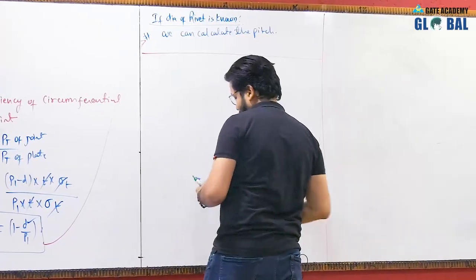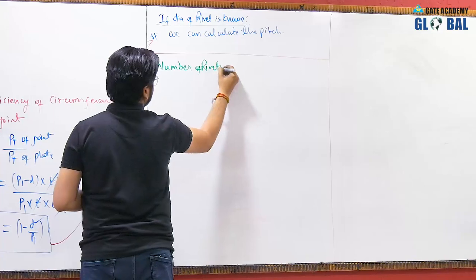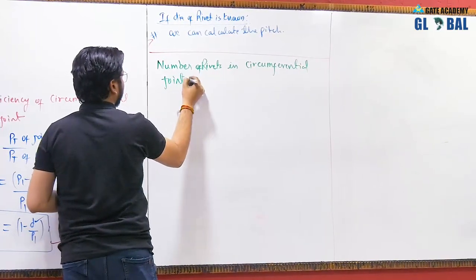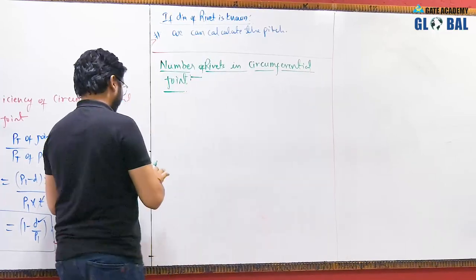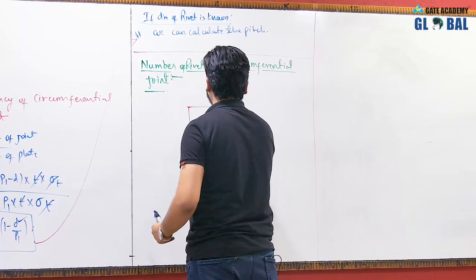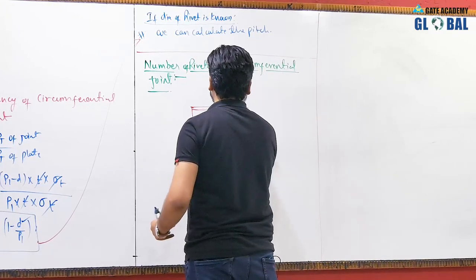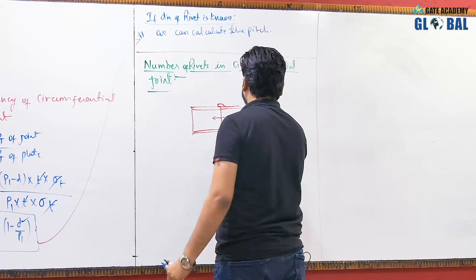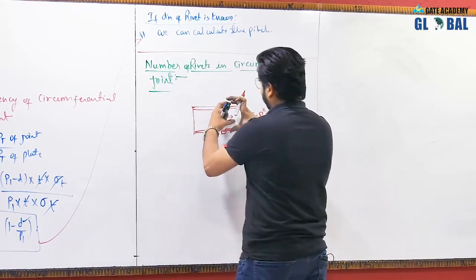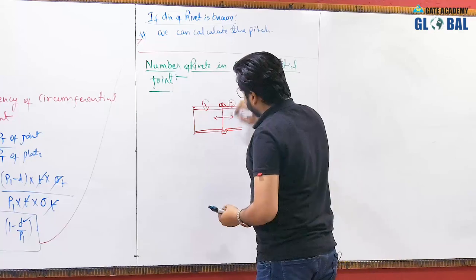Now let us talk about the number of rivets in the circumferential joint. As you can see, this is the first part of the shell and this is the second part of the shell, and here we have some overlapping area to form the lap joint. Now the pressure force, that is pi by 4 into d square into p, is trying to separate this portion. Hence, in order to hold these two parts of the shell in position, we have rivets over here.